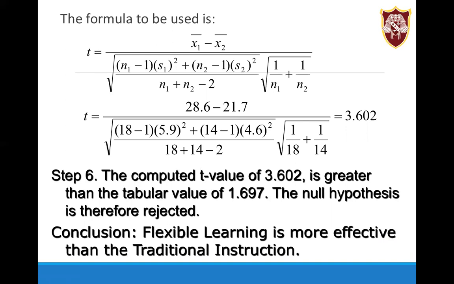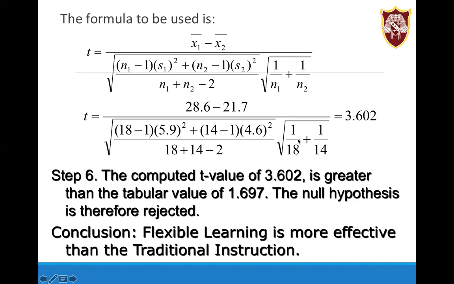So since we have two samples, we use this formula for t-test, no? Because we are comparing the two samples with one another. The first formula under t-test is when you compare a sample from a population, okay?